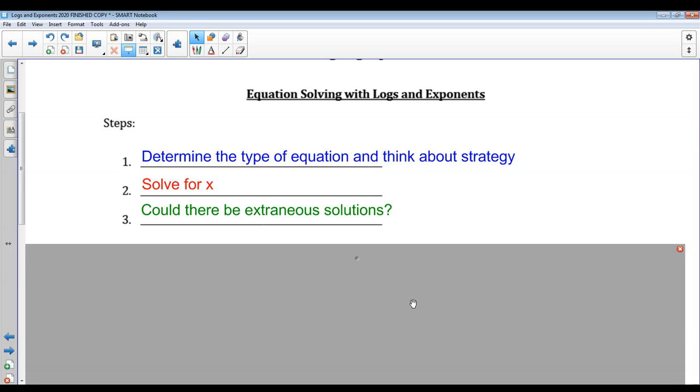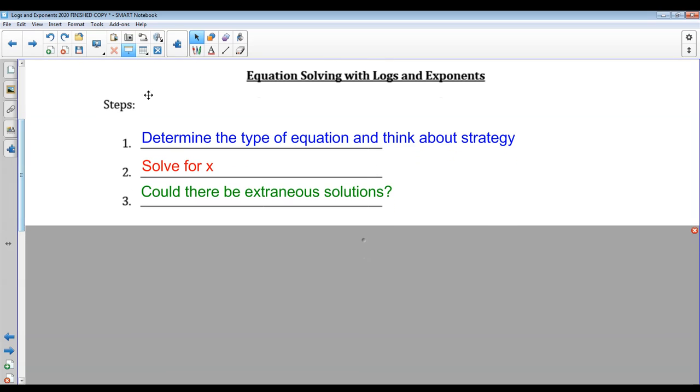So first thing, we're going to talk about three different types of equations today. So that's your first job, is to identify or determine the type of equation you're working on and what's the best strategy to apply when you're working on that equation. Second thing, you're going to solve for x or whatever the variable may be. And the third thing, we need to check for extraneous solutions.